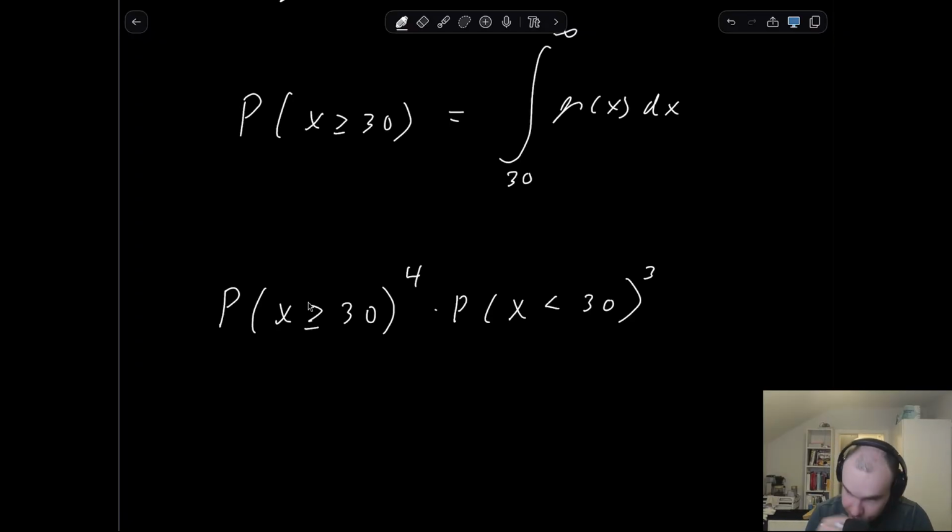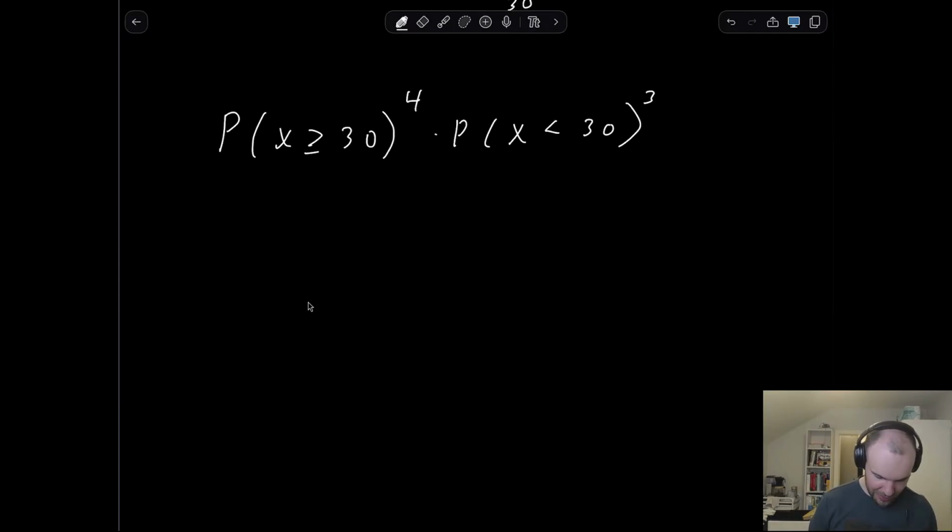But this isn't entirely correct. Why is that? The reason is that we have something else. Each day is either below 30 or above 30, so this is actually a binomial distribution. These two are correct, but this is only for one outcome, and we actually have a lot of different outcomes.